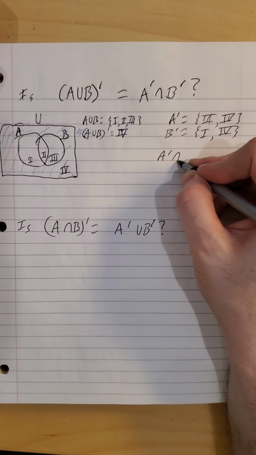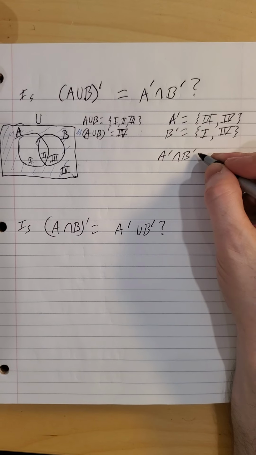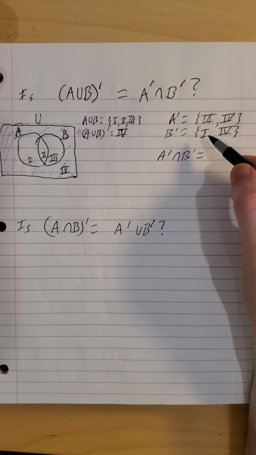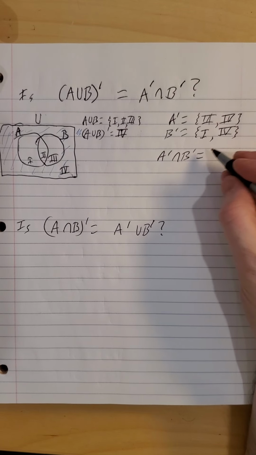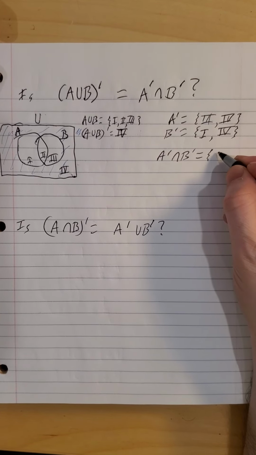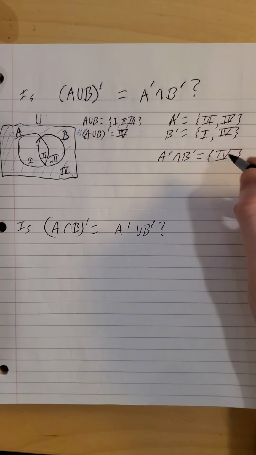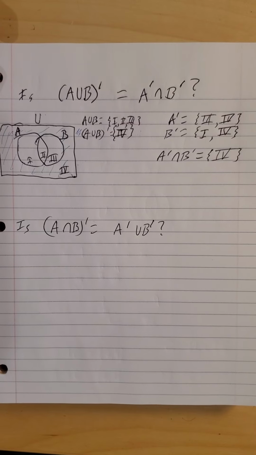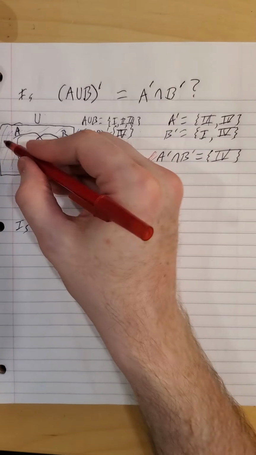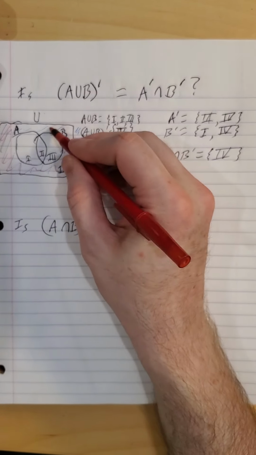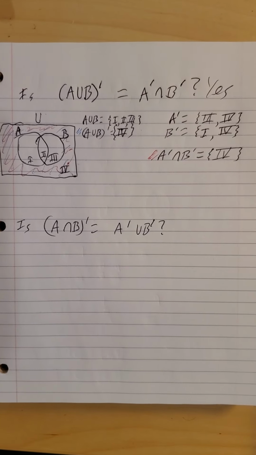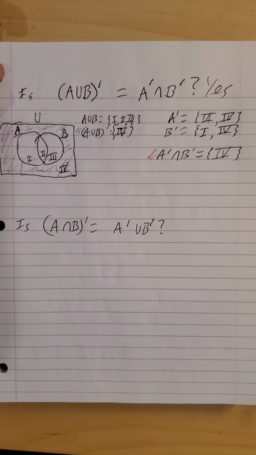So A complement intersection B complement, things that they both have in common. This had a 3, this guy didn't, this guy had a 1, this guy didn't, but they both had a 4. So this one I'll shade region 4 only, and this time I shaded the same thing both times. This one is true in general. This one is a yes.